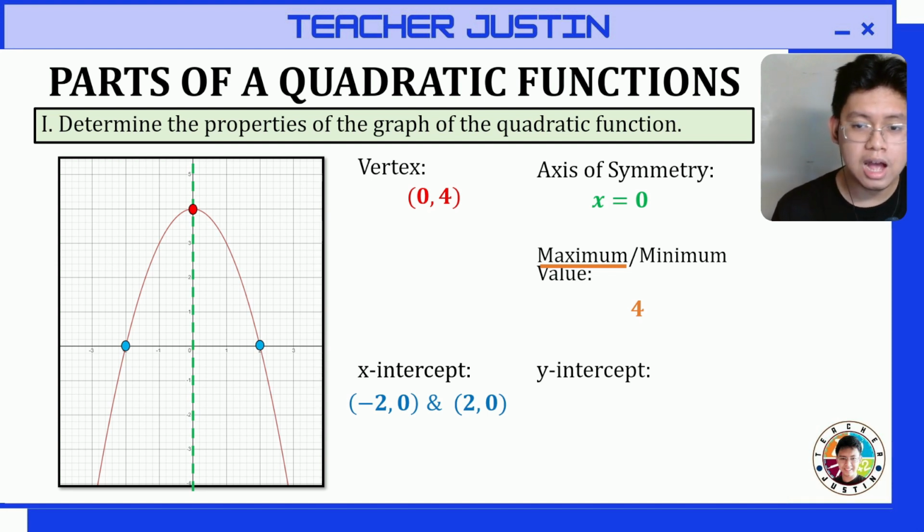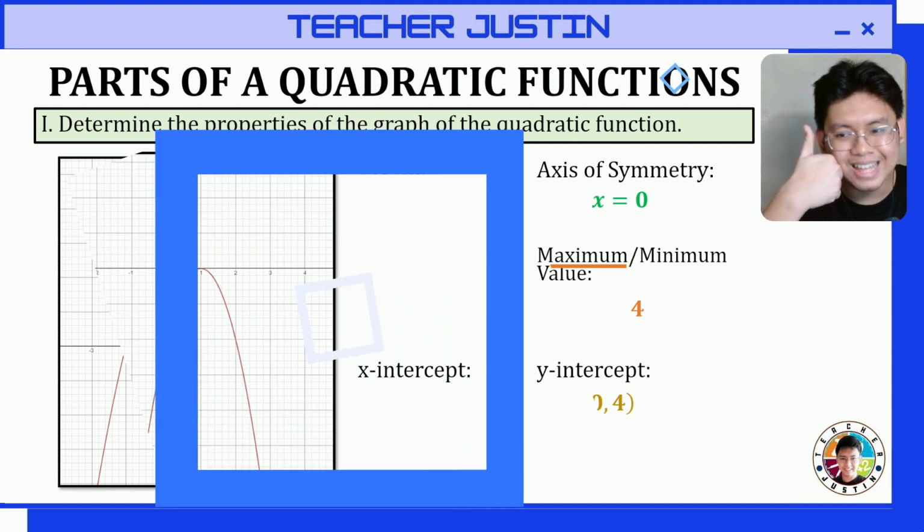Now, let's proceed to our next part, which is the y-intercept. So, the y-intercept is the part of the parabola that passes through our y-axis. So, ito yung y-axis natin and it is located here. So, yung y-intercept natin is located at 0, 4. So, pwede rin yung vertex natin maging equal sa y-intercept, kasi yung vertex natin at yung y-intercept nasa y-axis. And that will complete our properties of the graph of this quadratic function.